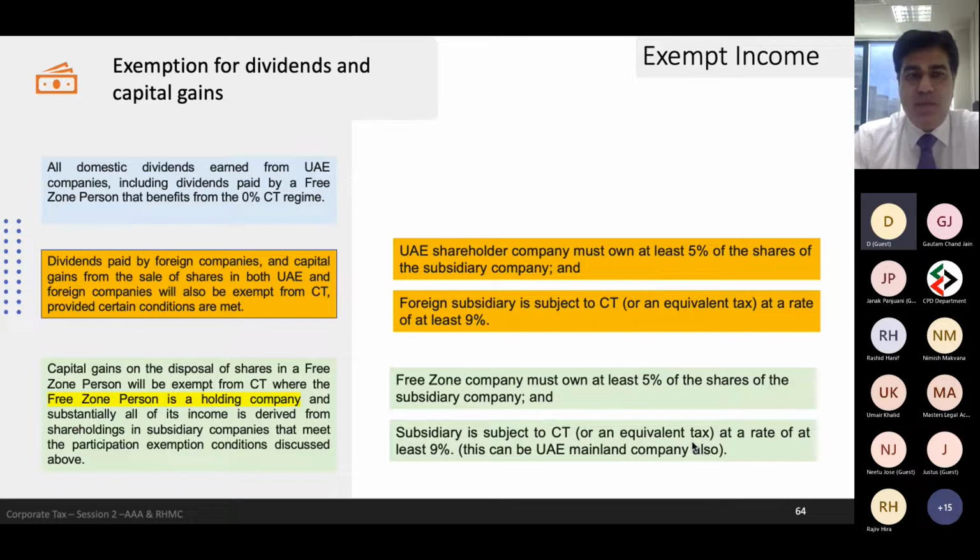That means 0%. Dividend by a foreign company, paid by a foreign company and received in UAE, and capital gain from sale of shares in both UAE and foreign company will be exempt from corporate tax provided 5% plus shareholding and should be subjected to 9% plus tax in that jurisdiction.